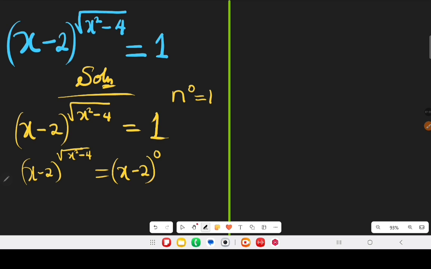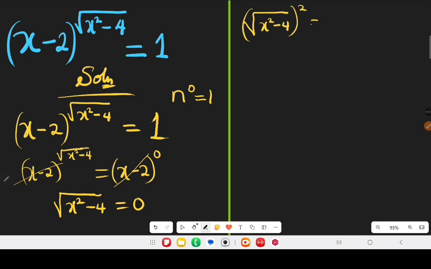Now we have to compare both sides. If we compare both sides, x − 2 goes with x − 2, left with the square root of x² − 4 equals 0. Now, to remove the square root, we square both sides. We have the square root of x² − 4, all squared, equal to 0 squared. Square cancels square root, left with x² − 4 equals 0 squared, which gives us 0.